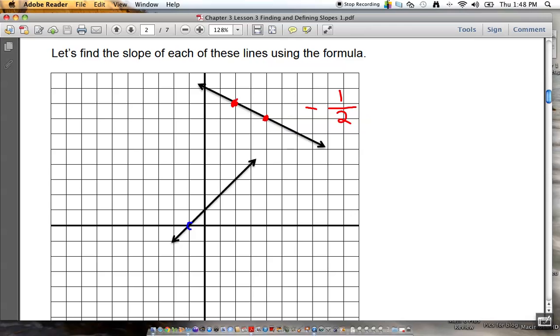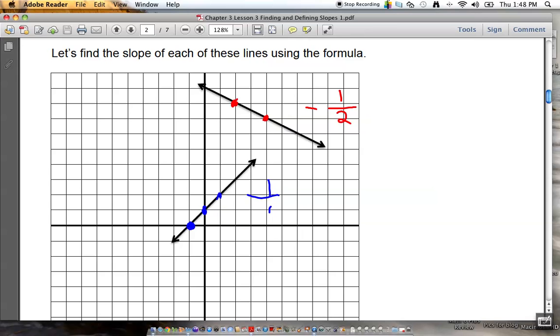Now let's take a look at this one. I'm going from this point to this point. I go up how many? Well, first off, is it positive or negative? Positive. That's just my fraction line. That's not a negative symbol. And how many do I go up? How many do I go over? Up one. 1 over 1. You could have said 2 over 2. It's the same exact thing.